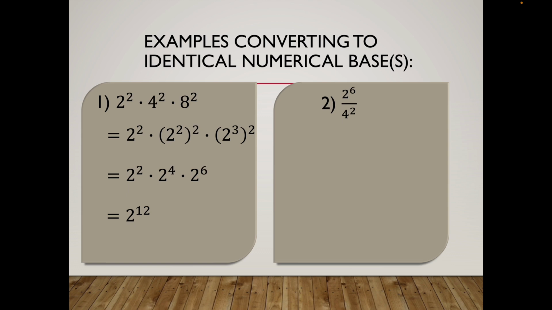Another example here is if I have 2 to the power of 6 over 4 to the power of 2. My smallest base is that of a 2. So I'm going to see if I can change my 4 to have a base of 2 as well, and I can. So I now have 2 to the power of 6 on the top and (2 to the power of 2) to the power of 2 on the bottom. When I do my power of a power law, I get 2 to the power of 4 on the bottom, and then if I do my division law, where I subtract my exponents, I get 2 to the power of 2, which is just 4.